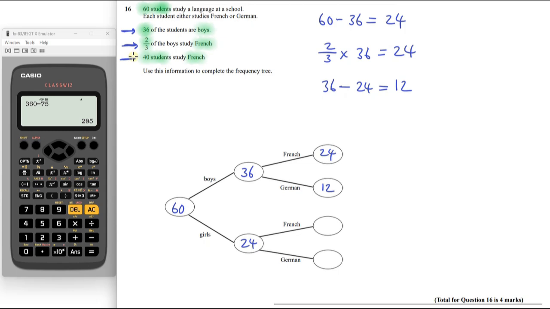Now let's look at the final line. 40 students study French. So in total, the total number of students that study French is 40. We already know that 24 of them are boys.